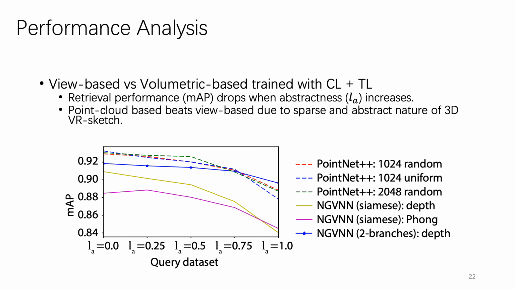Here we show quantitative comparisons between view-based and point-based approaches. The x-axis means using synthetic sketches of different levels of abstractness as query. The y-axis is the mean average precision. We show that on the task of 3D sketch to 3D shape retrieval, point cloud representation, which is the dashed line, beats multi-view approaches, which are the solid lines, which may be due to better handling the sparse and abstract nature of 3D VR sketches.